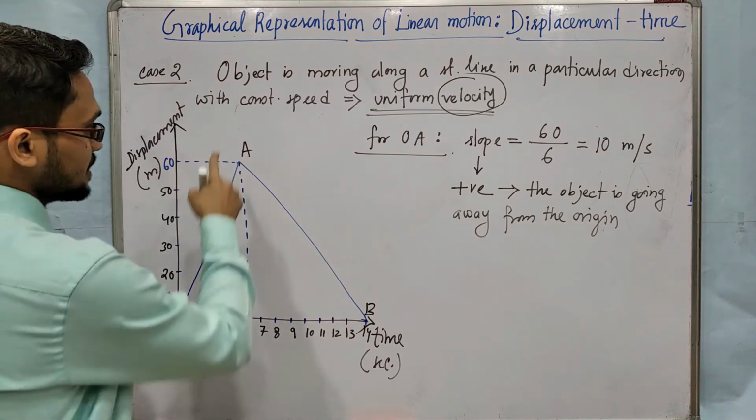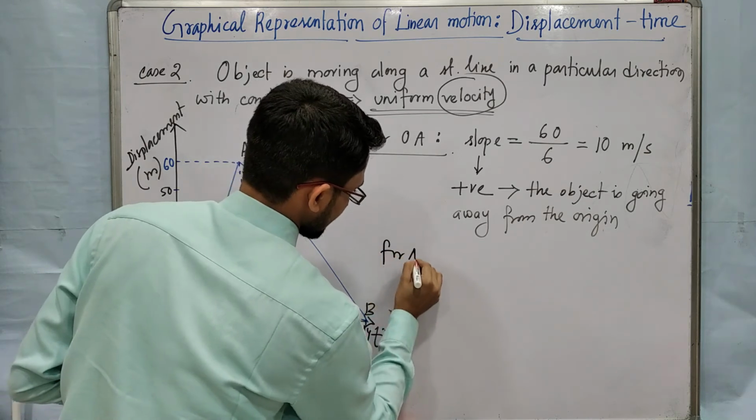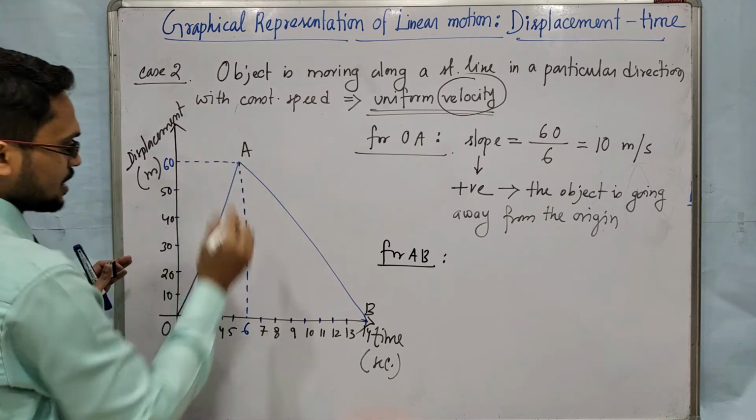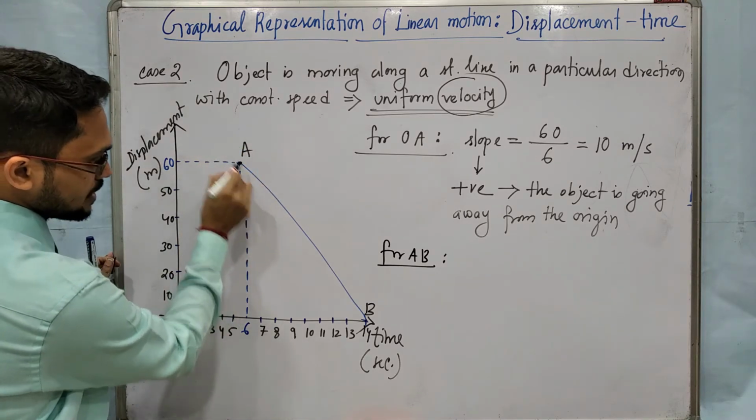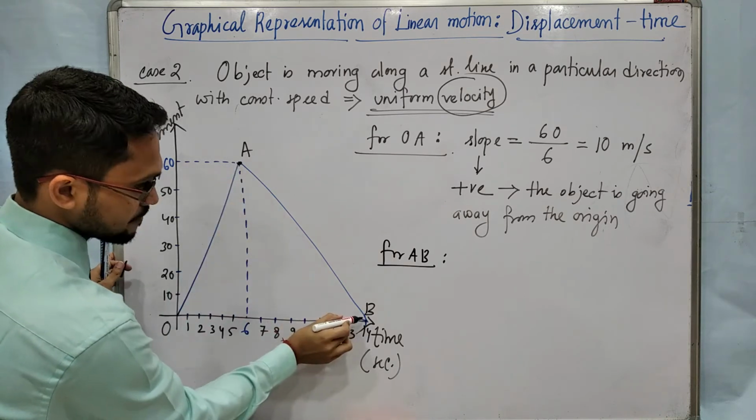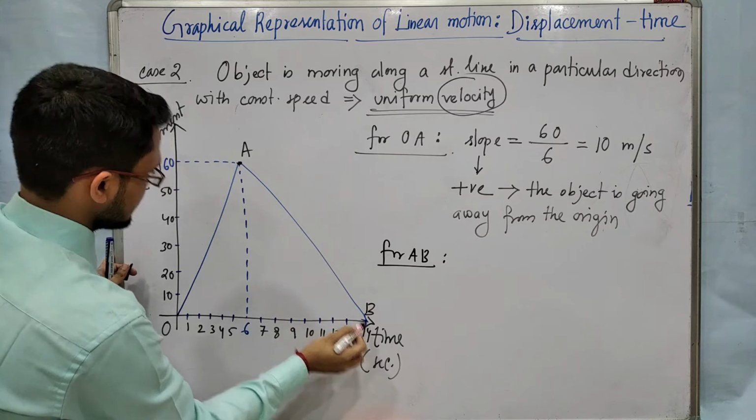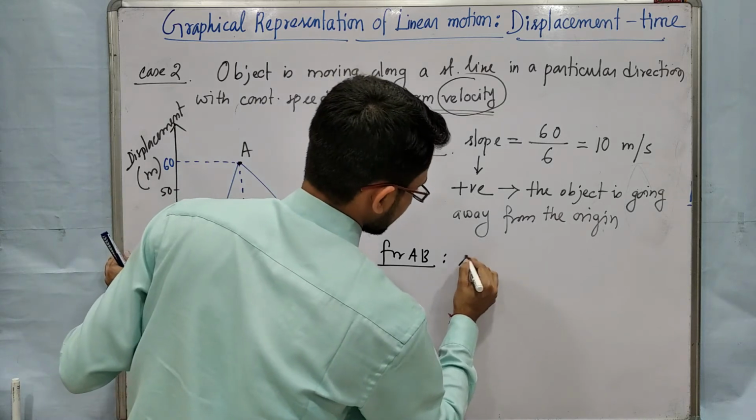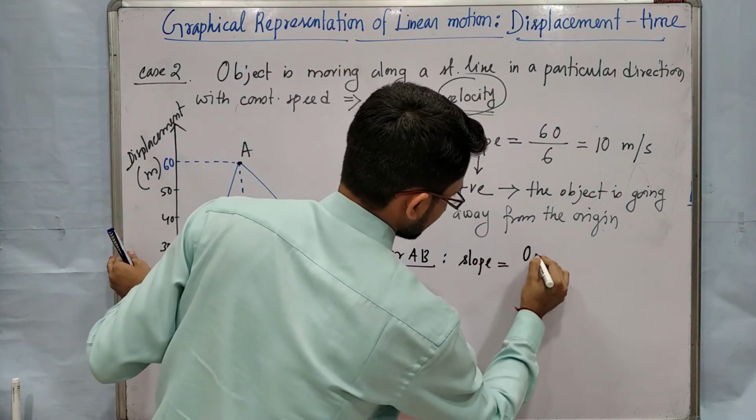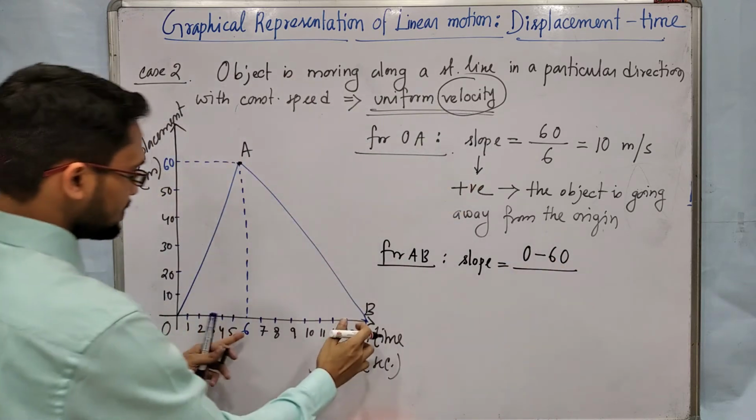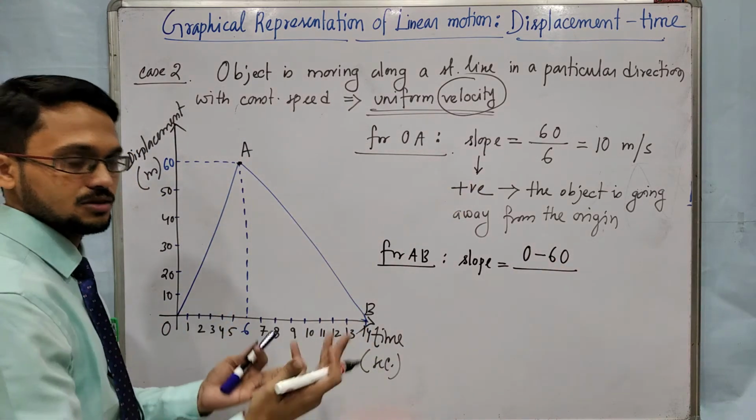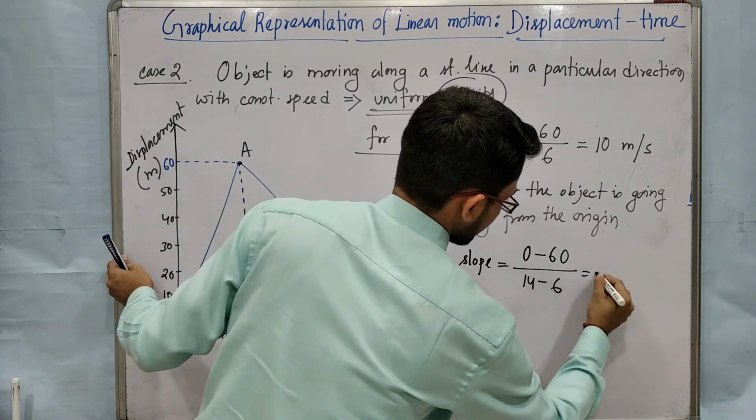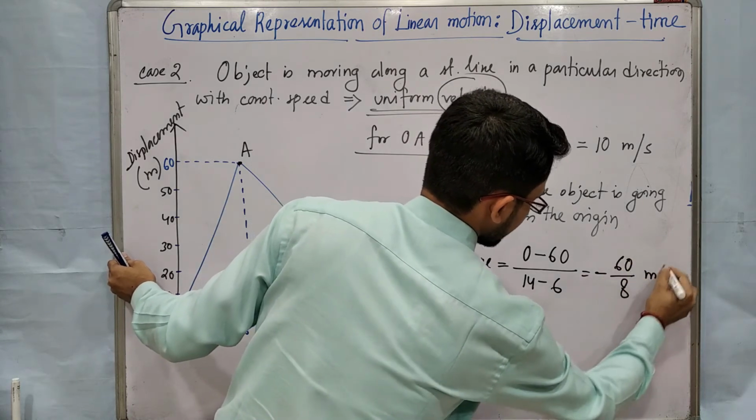Now come to this part, AB. So for AB, what will be the slope? Now initial point is this. From this point to this point, the object is going from A to B. So initial displacement 60, final displacement 0. So final minus initial. So slope equal to final is 0 minus initial by time difference. Time difference is always positive. So 14 minus 6. So it will be minus 60 by 8 meter per second.